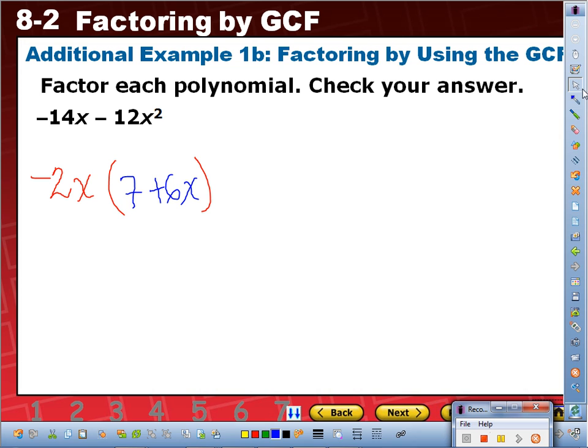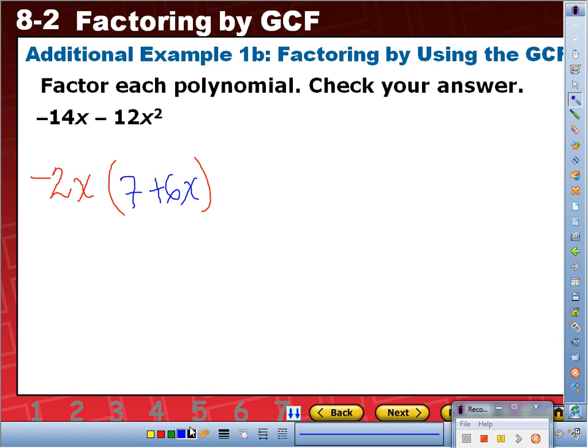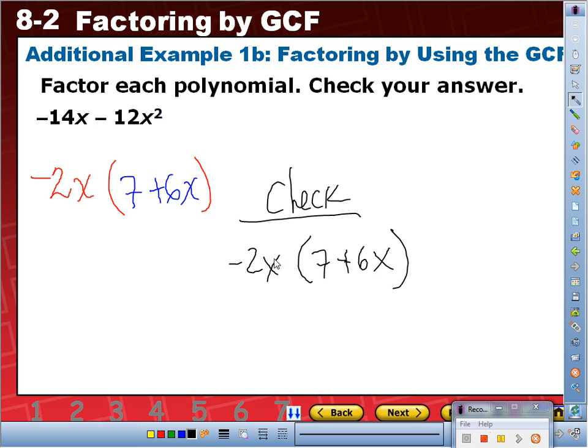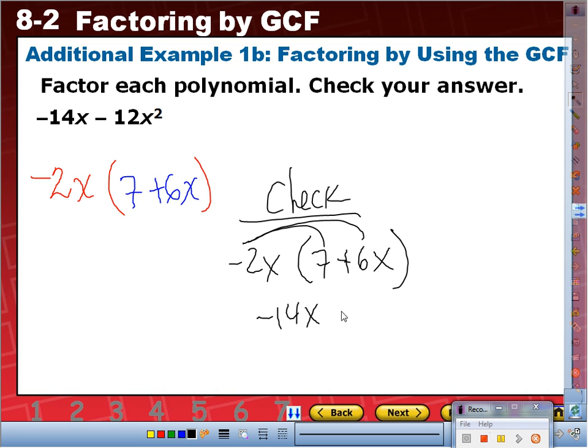So how do we check this? Let's see. We do the inverse of division. We multiply negative 2x times 7 plus 6x. Distribute. This is negative 14x. This is negative 12x squared. Did I end up with something that I started with? Yes, that is correct. Let's do another one. Example 1C. Does everybody see? Okay, here we go.